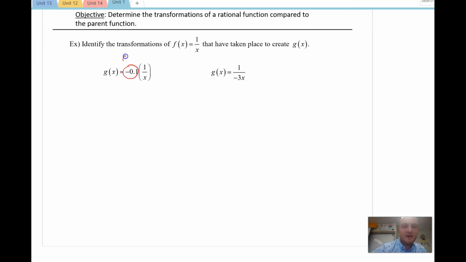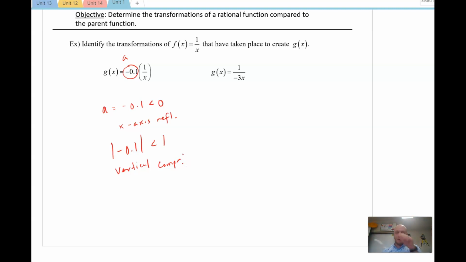All right, this is an a value. Okay, a is equal to negative 0.1. It's negative. It is less than 0. So that means we are going to have x-axis reflection. Okay, and then the absolute value of negative 0.1, which is positive 0.1, that is also less than 1. So this is going to be vertical compression.